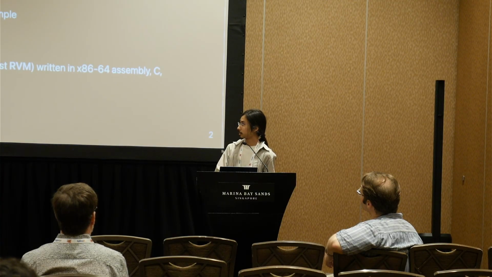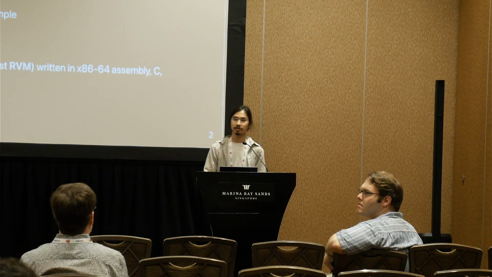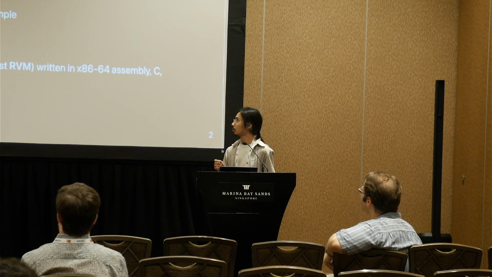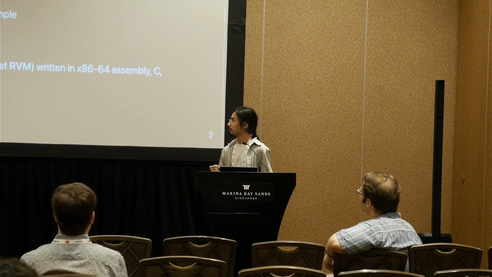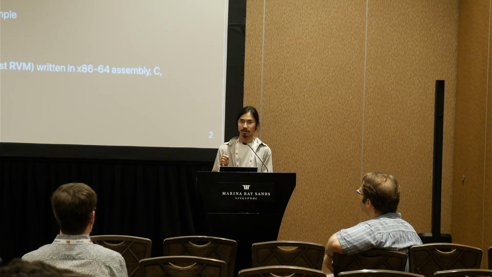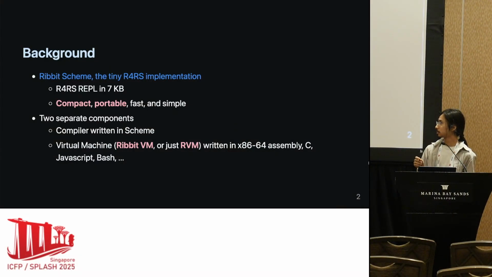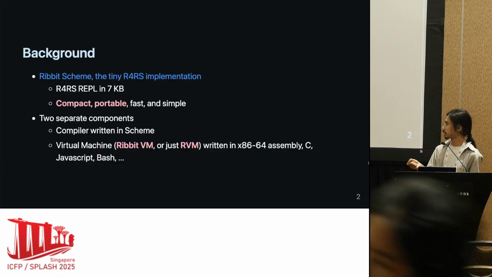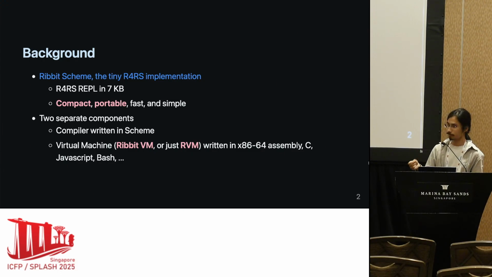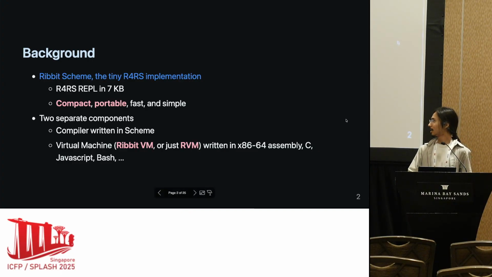Something interesting about Ribbit Scheme is that its virtual machine aims to be compact, portable, fast, and simple at the same time. Ribbit Scheme is composed of two components. One is a bytecode compiler from Scheme source code to bytecode, and then they implemented their virtual machines in many languages, proving portability, including assembly, C, JavaScript, Bash. That's really interesting.